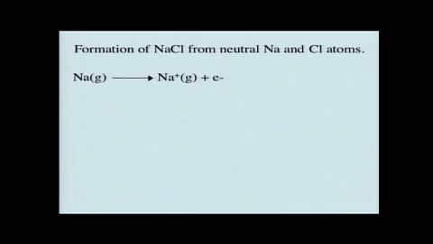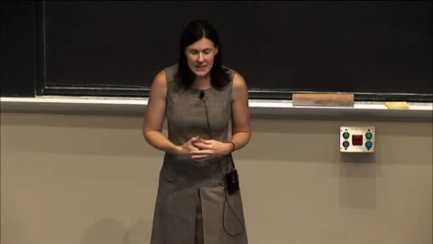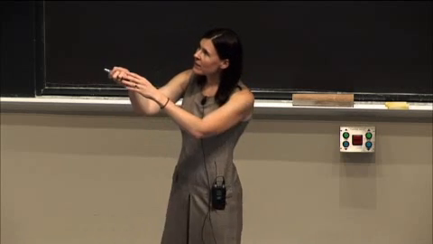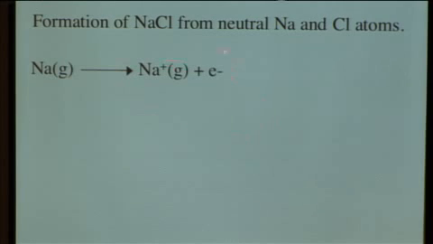So let's take an example. The easiest one to think about is where we have a -1 and a +1 ion. So this is salt, NaCl. Actually, lots of things are called salt, but this is what we think of as table salt. So let's think about what we have to do if we want to form sodium chloride from the neutral sodium and chlorine atoms. So the first thing that we're going to need to do is convert sodium into sodium plus. What does this process look like to you?